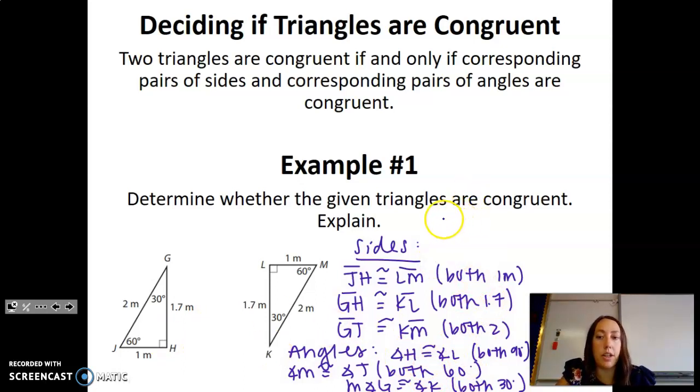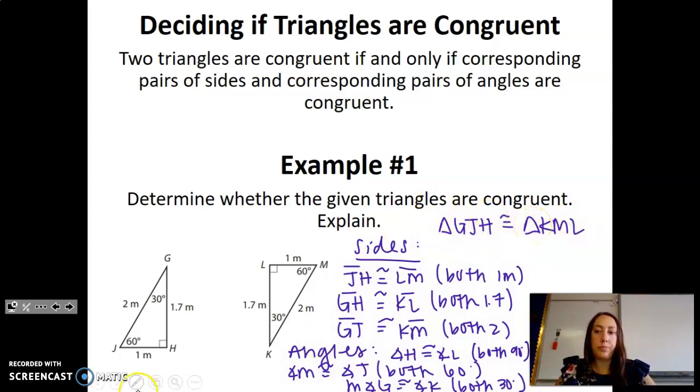So we can go ahead and write our congruency statement. Triangle GJH has to be congruent to triangle, and make sure that your order is correct, because if we wrote G first here, that's the 30-degree angle, so we have to write K first for this triangle because that's the 30-degree angle. J is the 60 degrees, so we have to write M next. H is the 90, so we have to write L next, and that way our triangle congruency statement matches. We can see which angles go together between the two triangles.